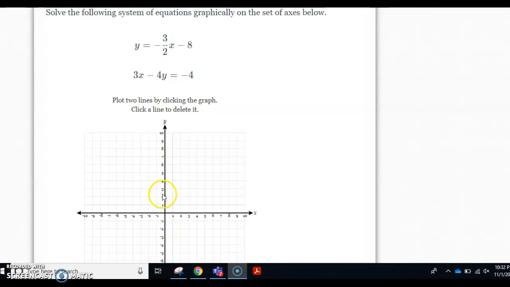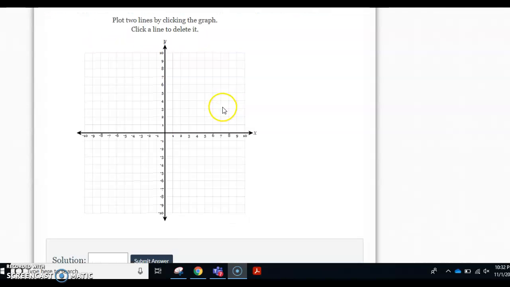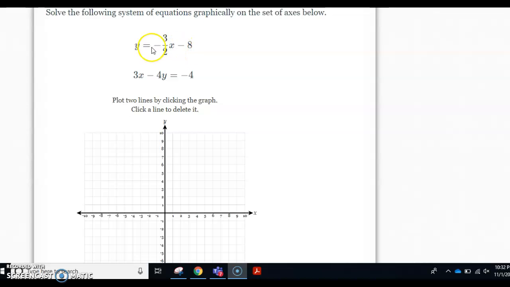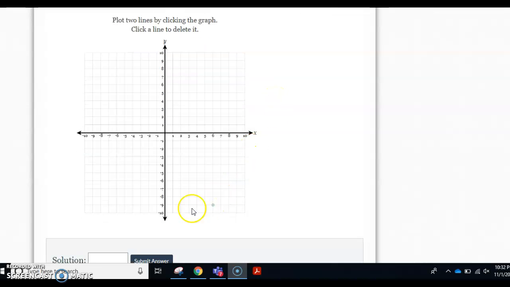Now you're going to have to graph it on here. So the first one is in slope-intercept form, so that was not too difficult. We start at -8, and then we have a slope of -3/2. So if we were at -8, and the slope was -3/2, I could actually call it +3/-2. So I'm going to go up 3 and to the left 2. I'm going to graph it right there.